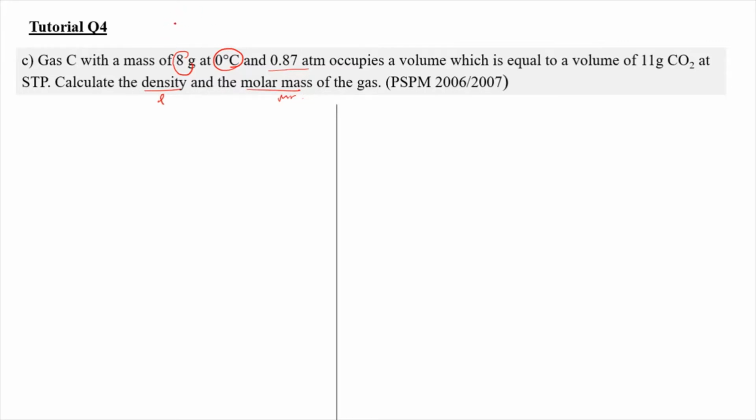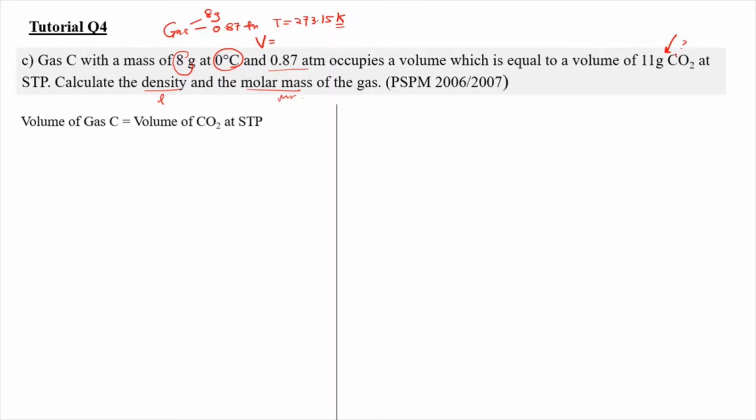So from the question here, we know that the gas C has a mass of 8 gram and a pressure of 0.87 atm at the temperature of 273.15 Kelvin. Because it is in degrees Celsius, we need to convert that into Kelvin. And for its volume, you can say that it occupies the same volume as the 11 gram of carbon dioxide at STP. Okay, so volume dia sama macam carbon dioxide. So we have to find the volume of the carbon dioxide first.